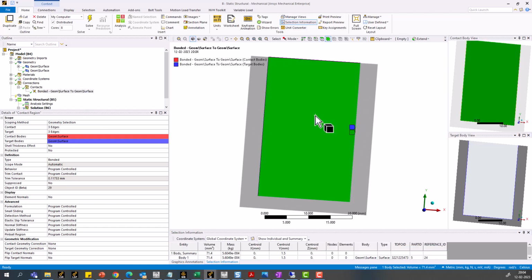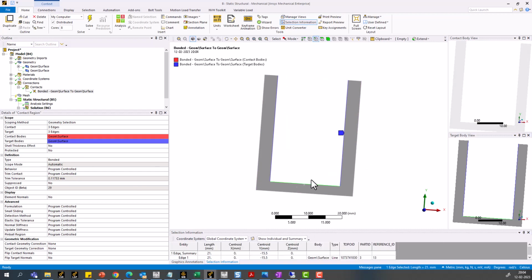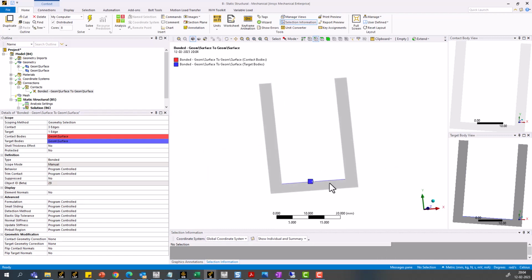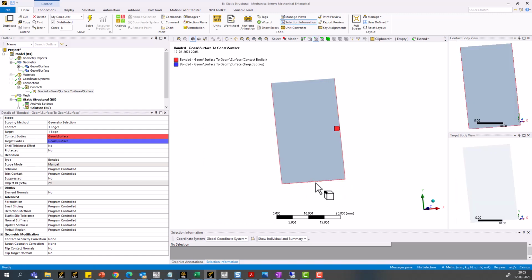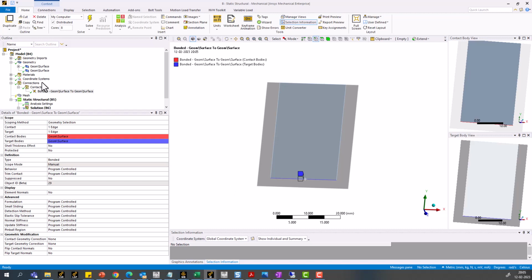For that, let me first hide this body, because we need to define some different bond edge selections. As this is going to be on my rigid side, I can put it as a target, so that the solver will understand that this is going to behave in a very rigid manner. Now I will invert the visibility and let me select this one. Now let me show all bodies and create another.